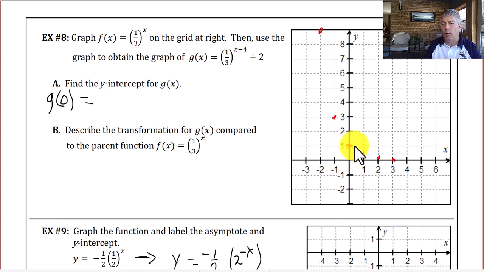So every one of these points is going to shift 1, 2, 3, 4 units to the right and 2 units up. So our y-intercept, I might as well do that in a different color, is now going to be over here at (4, 3). So every point is going to get shifted 4 units to the right and 2 units up.